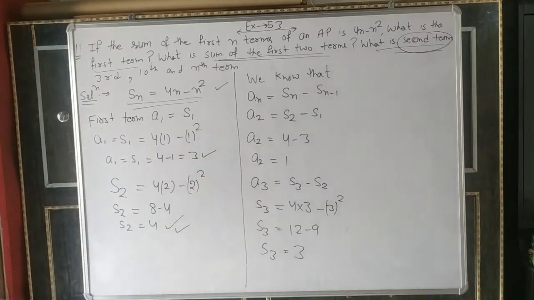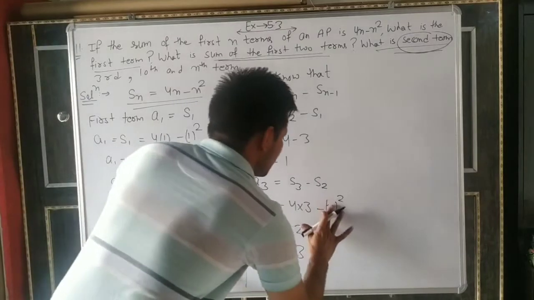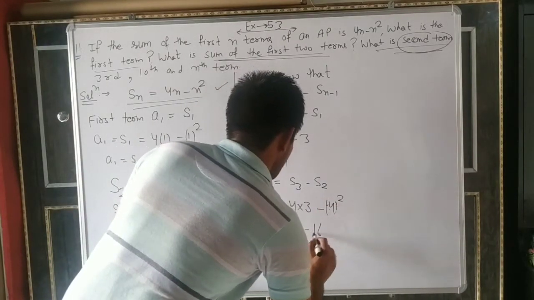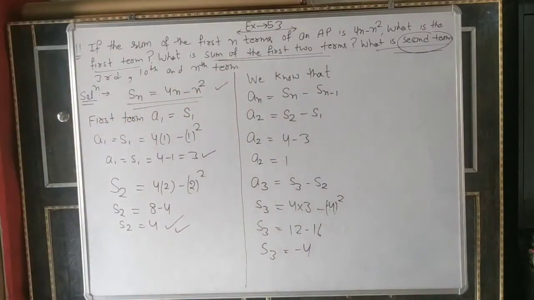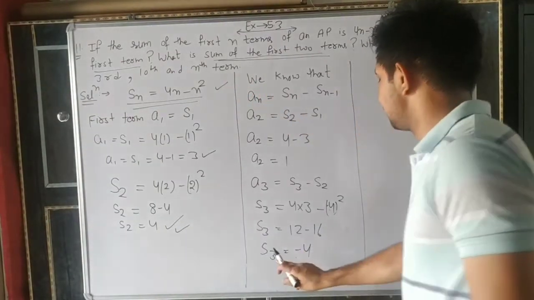I think we made a mistake. Where did we make the mistake? S3 minus S2. S2 is how much? S2 is 4, dear. Sorry. S2 is 4. It becomes minus 4. So S3 is minus 4. Understand, dear? Now S3 is minus 4.